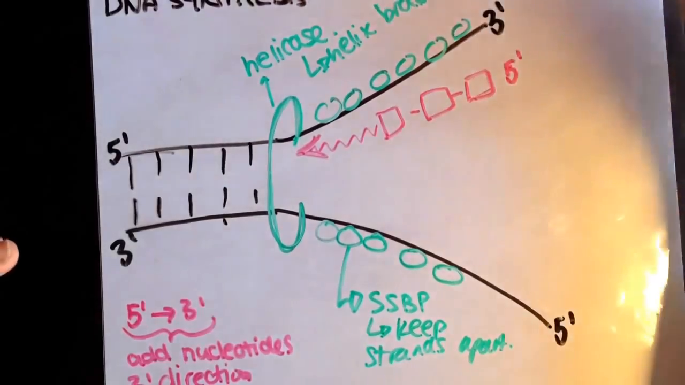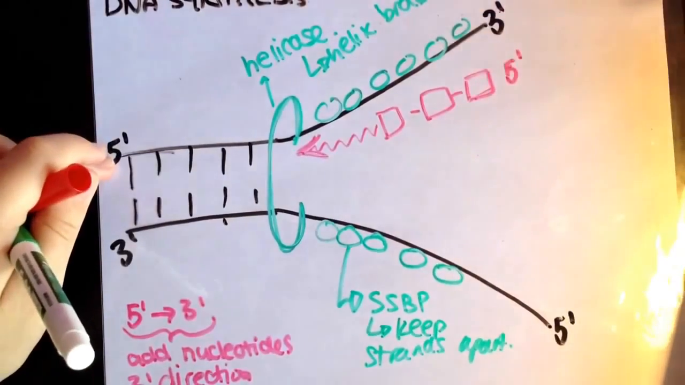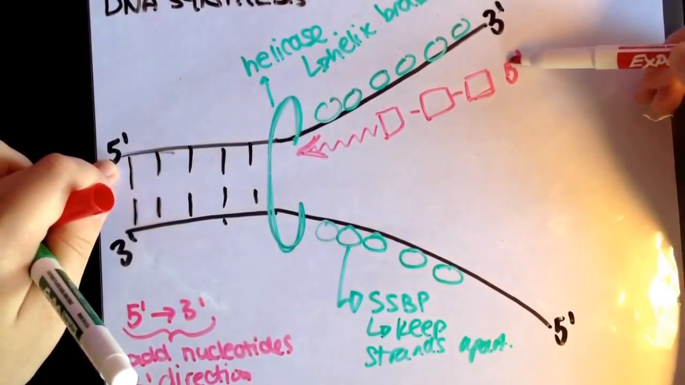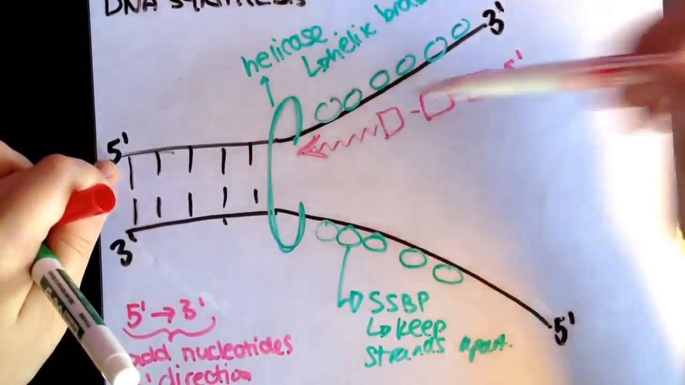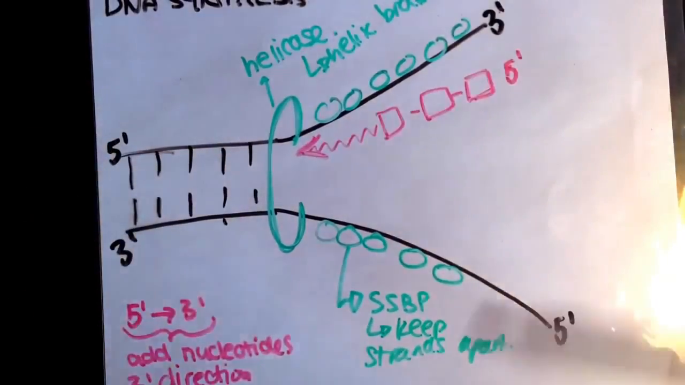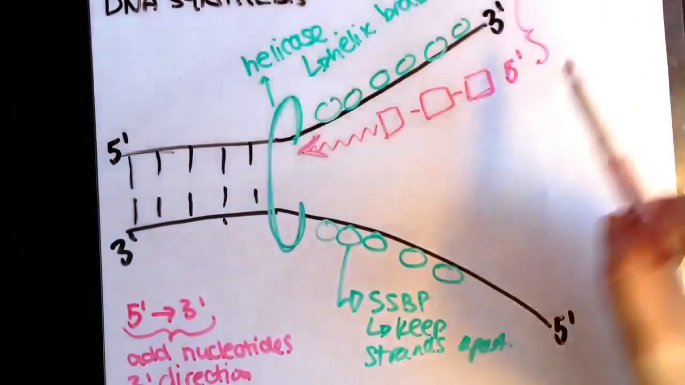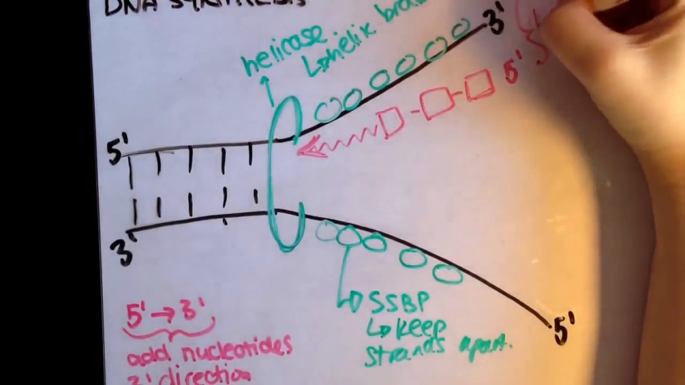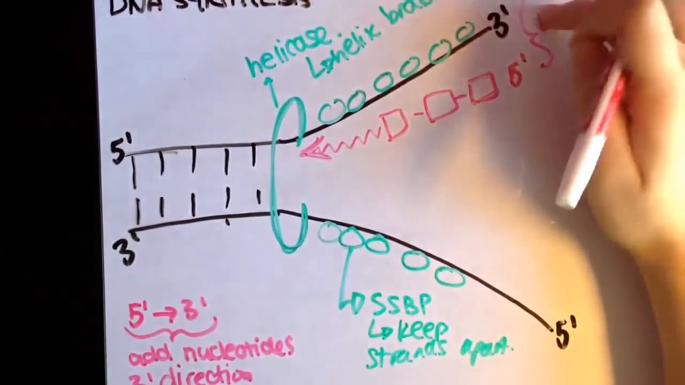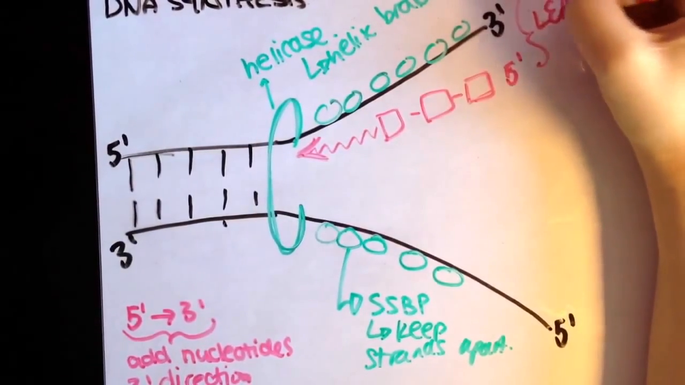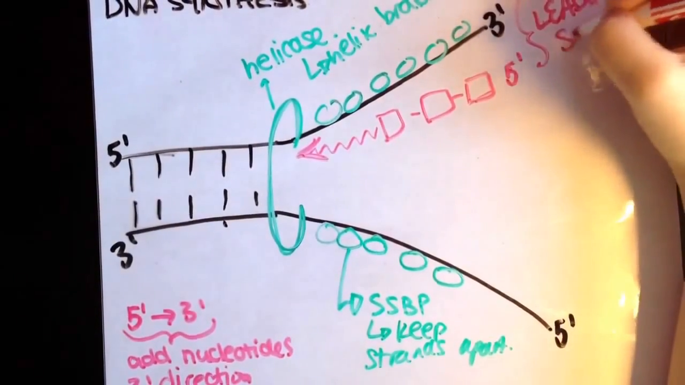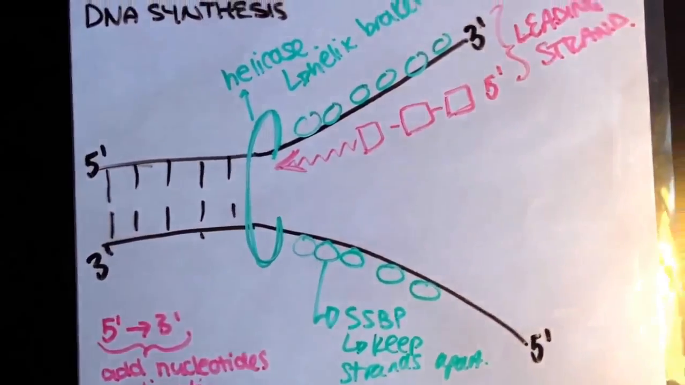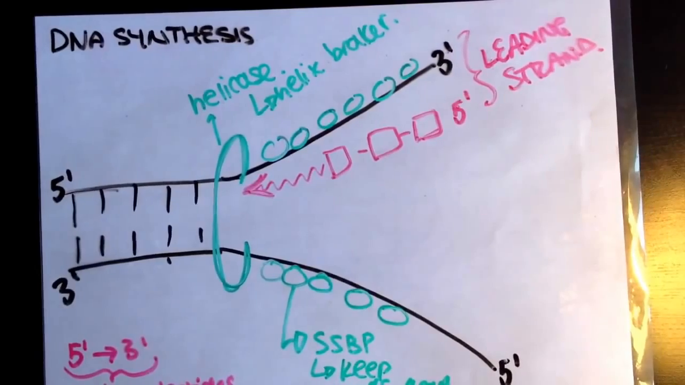So, you have 3' to 5' being the parent strand. The daughter strand is going to be built anti-parallel, so it's going to be built from 5' to 3' direction. Whenever it's being built continuously, since it's going from a 5' to 3' direction, that's called our leading strand. Okay? So that's our leading strand.